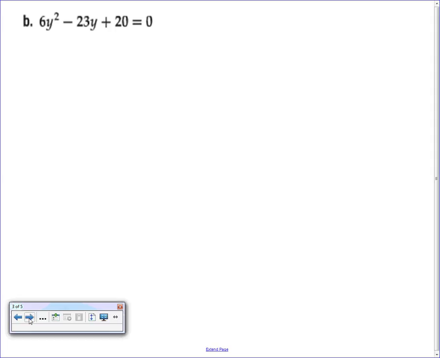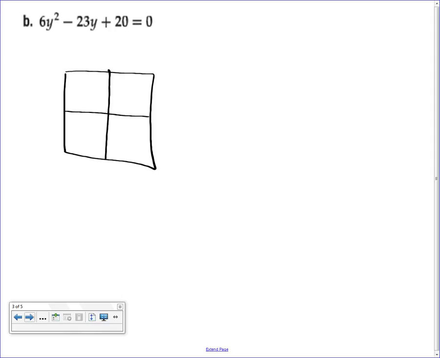Now, in the box method from yesterday, if you'll recall, we create a box. And in that box, what we want to do is put our first term, this one right there, into box number 1. So we're going to place the 6y squared into this first box. Into the last box we will place our last term, which is a 20. It's going to go right here.